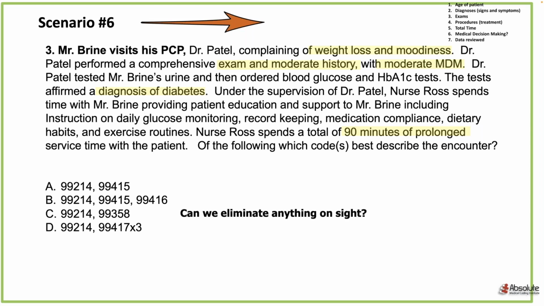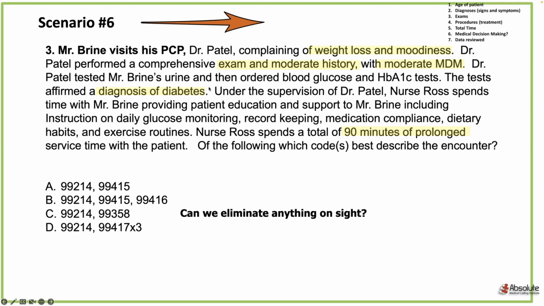So before we get to the good stuff, can we eliminate anything on sight? Go ahead, type in the chat. Yeah. Someone said, eliminate C and D. You guys are all saying that. That's right, because C is coding 99358, and 99358 is a doctor prolonged services visit code. And also, this code is used only when there's no face-to-face encounter.